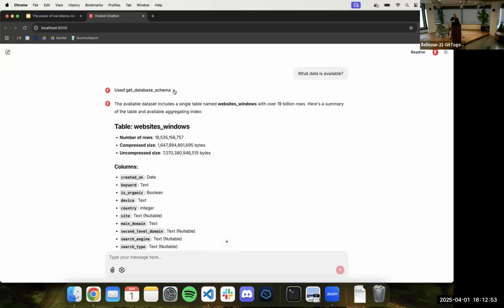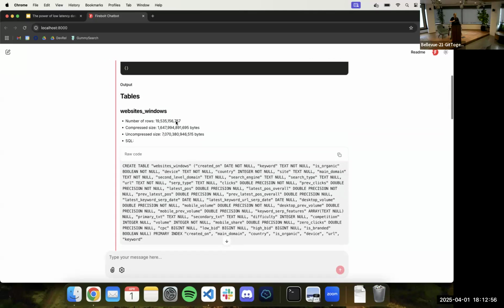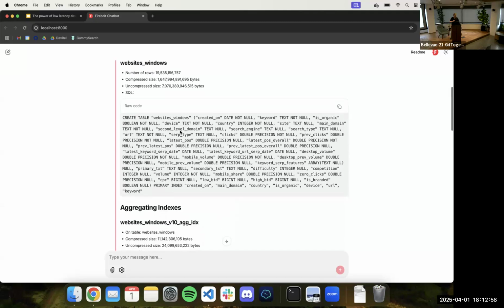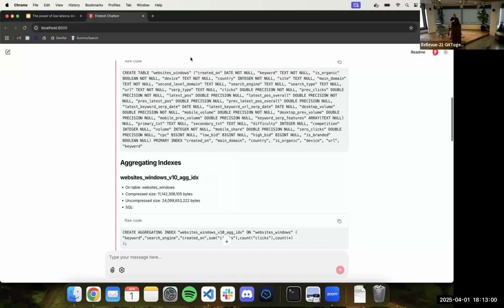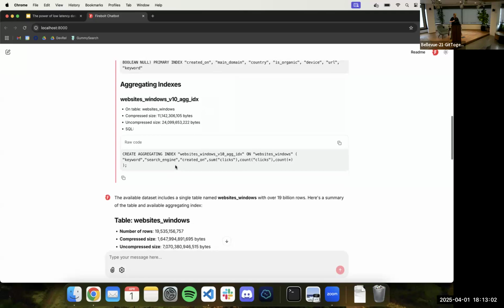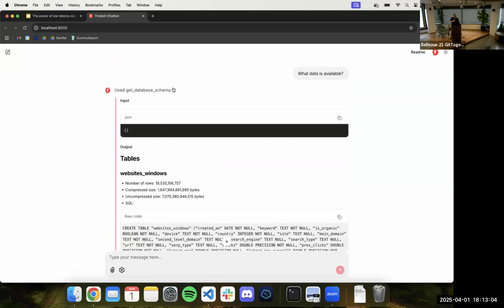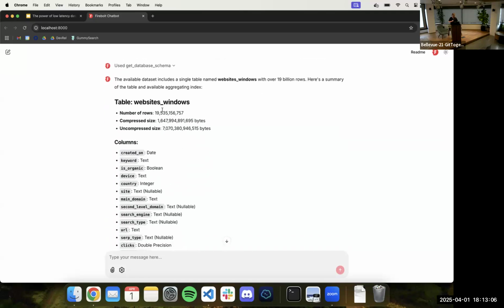So you can click on this drop down here in this chatbot to see what's been going on. We returned a bunch of rows. I think we see our create table statement. We see an aggregating index, a feature in Firebolt to speed up aggregations. And it's going to tell us we have this many rows. If you look at this, it's kilobytes, megabytes, gigabytes, terabytes. So it's a 7 terabyte table. This is not some super small pet table. This is a real amount of data.